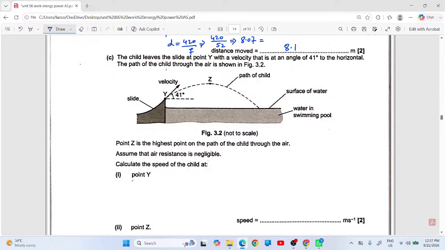Next, the child leaves the slide at point Y. It makes a path like projectile motion, with a velocity at an angle to the horizontal. This is the path of the child through the air. The point Z is the highest point on the path. Assume that the air resistance is negligible. Calculate the speed of the child at Y. You have to find the speed of the child at point Y.